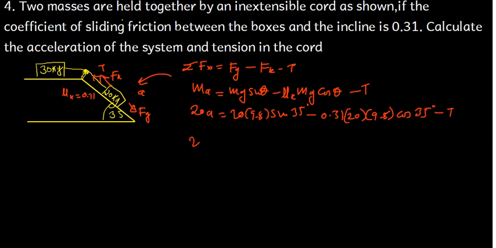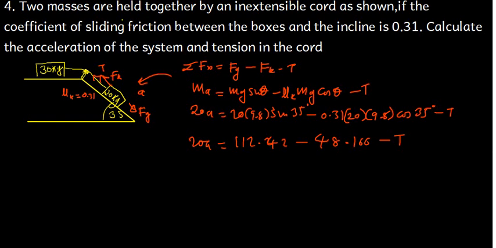So this will give us 20A is equal to, so we press that on the calculator, 20 times 9.8, and then times sine 35. So that gives me a value of 112.42. And then we have minus 0.31 times 20 times 9.8 times cos 35. So what I'm getting there is 48.166, and then minus the tension.